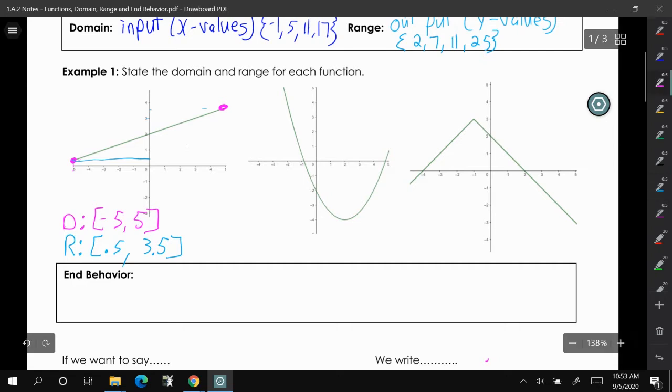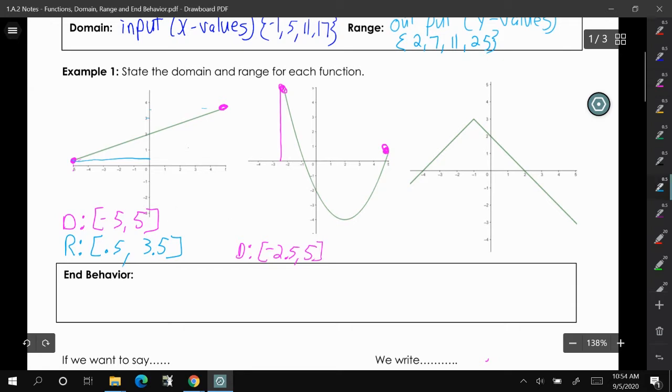Now let's look at the next one. Our domain, x values, looks like -2.5, comma, 5, because that's where our x values end.